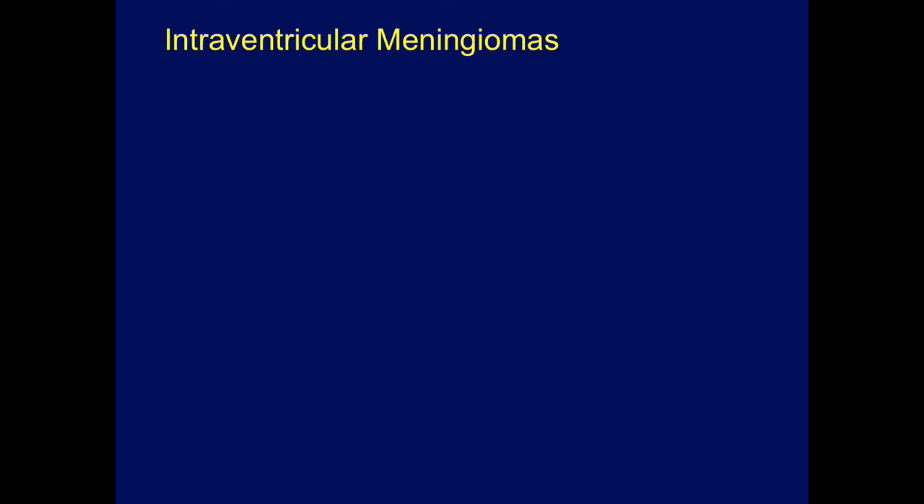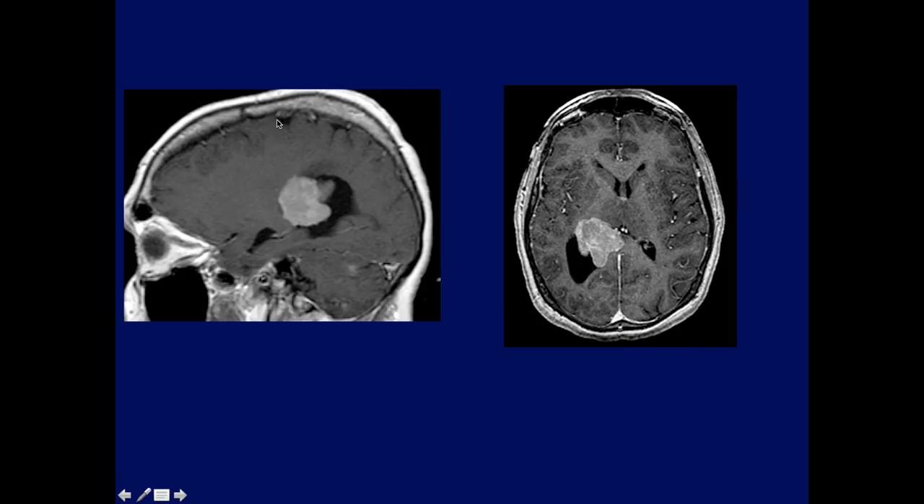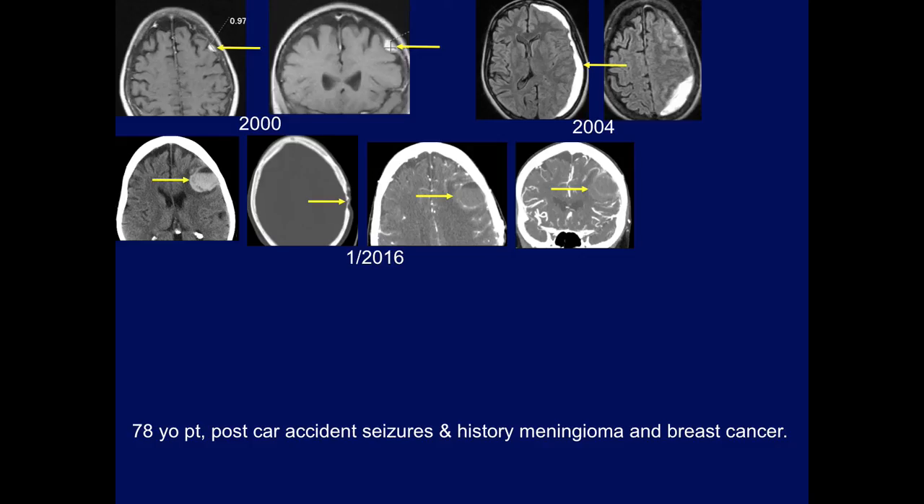The last group I want to talk about, which are very, very rare, intraventricular meningiomas. Again, the differential here is choroid plexus tumor. We won't get into that, but this was a meningioma involving the ventricle. Here it is again, and so this is the last group of meningiomas that I wanted to discuss.